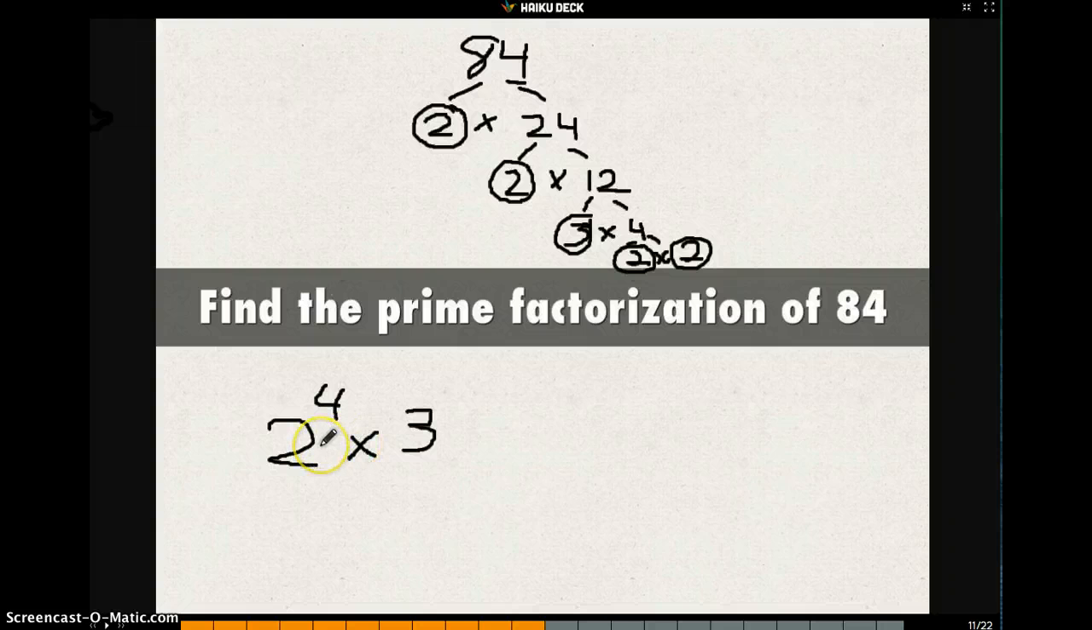And you can check that by actually multiplying it out. So 2 to the 4th power would be 2 times 2 is 4, 4 times 2 is 8, 8 times 2 is 16, 16 times 3 is 48.